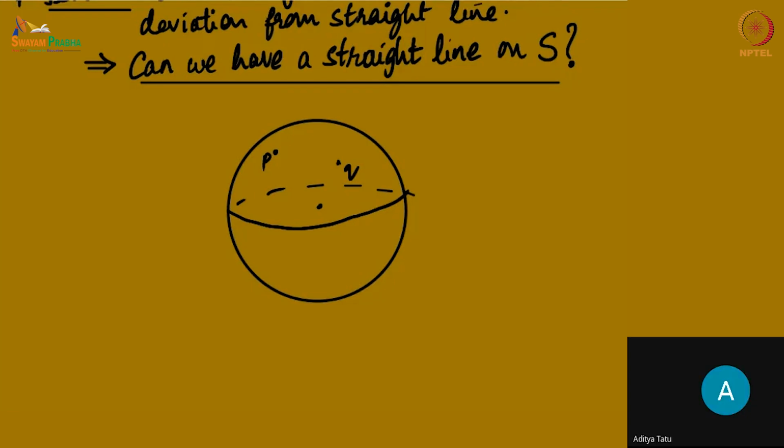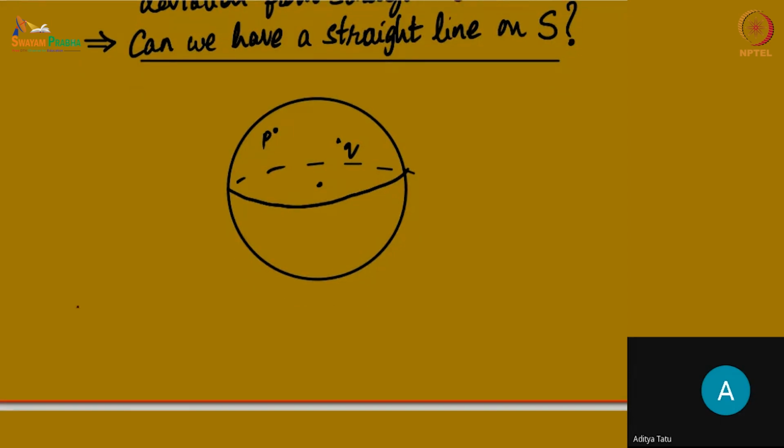I mean, the curvature of a sphere is something we have not yet characterized, right? In fact, we are trying to do that by first figuring out how to measure curvature of curves. And as I said, the first difficulty is, can we have a straight line? So how do you characterize a straight line on a plane?